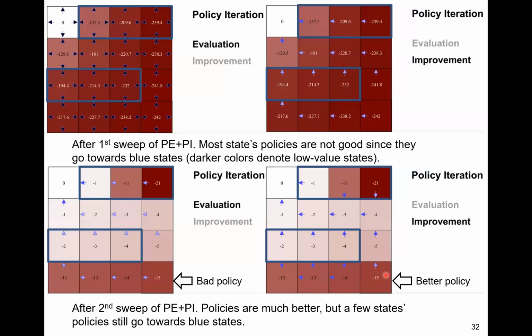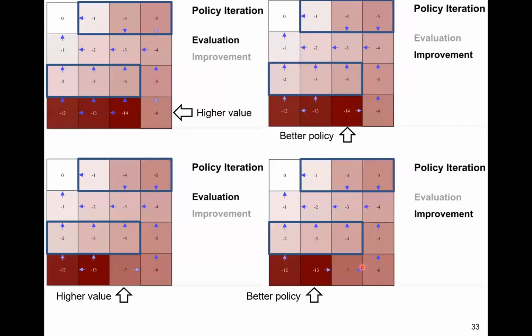It's better compared to the policy above, I guess. Yes, but why is it left and up? It should be up, yeah, it should be up. So let's go forward.